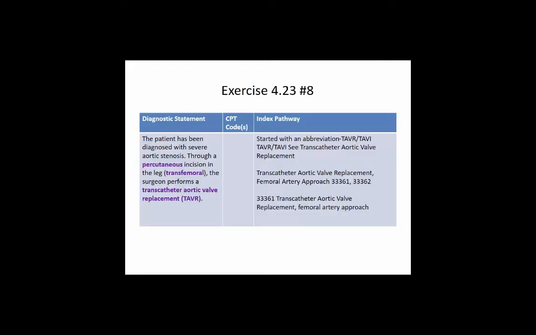The next exercise comes from our textbook, 423, number 8. The patient's been diagnosed with severe aortic stenosis. Through a percutaneous incision in the leg, which would be transfemoral, the surgeon performs a transcatheter aortic valve replacement, or a TAVR. Well, I decided with this main term I would look up the abbreviation first because I don't often do that. And when I did, it sent me to another place in the index, the transcatheter aortic valve replacement. And when I went there, there's an option for the femoral artery approach with two codes. I went to the CPT book, read those code descriptions, and chose my answer, 33361.